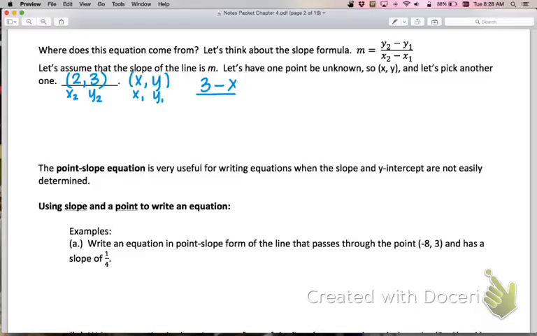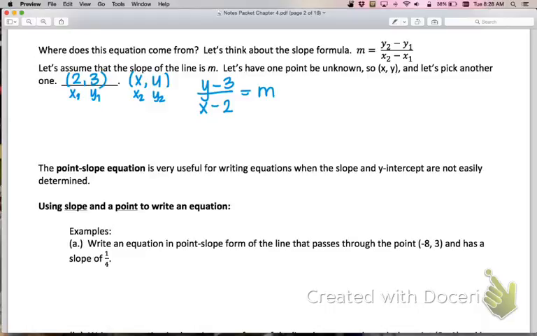actually I did these points backwards. Let's do these the other way around. So we have x1 and y1 and x2 and y2. That makes more sense. So when we set this up, we're going to do y2, which is y, minus y1, which is 3, over x2, which is x, minus x1, which is 2. And that's going to be equal to m.